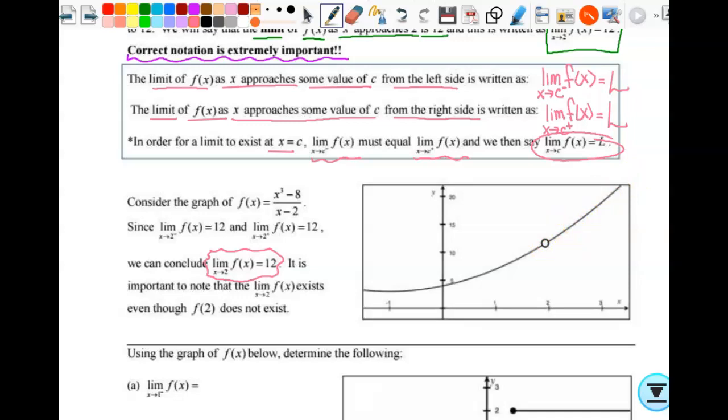It's about what we're approaching, not necessarily. It's possible that, and we'll see a graph in just a minute. So if you have this, the equation would look a little bit different. But it's possible you could have this, and here, this is at 2. I could have a point right here. So at 2, the function value is actually 20, but the limit as x approaches 2 is still going to be 12. Does that make sense? Okay. All right.